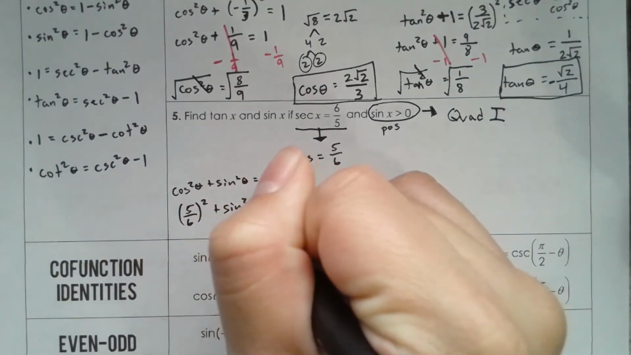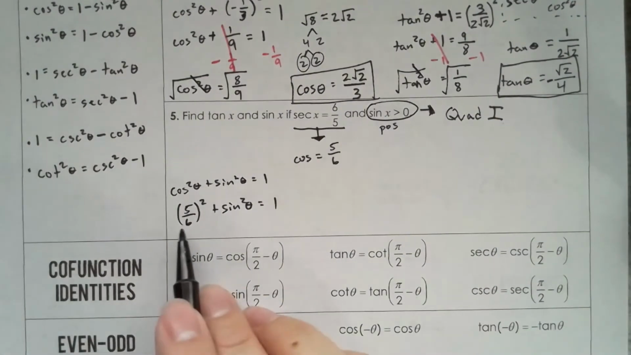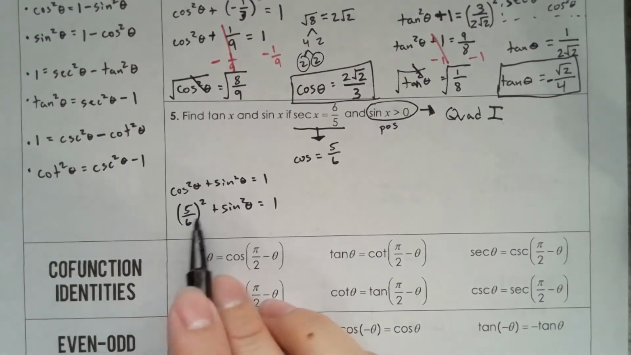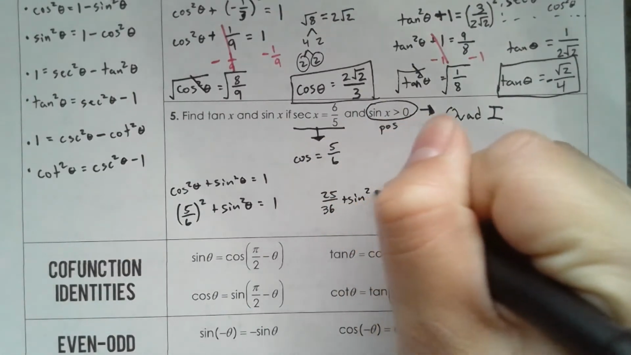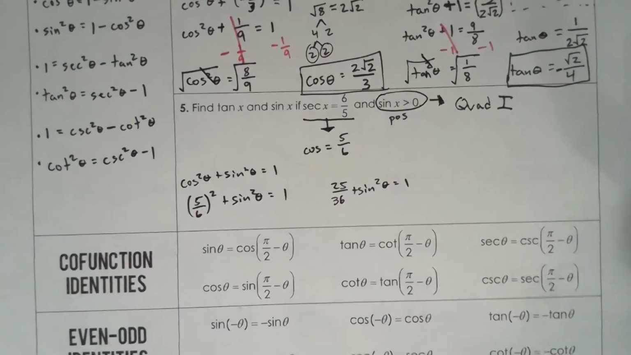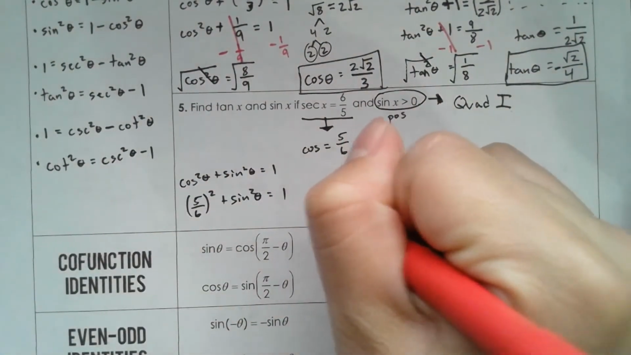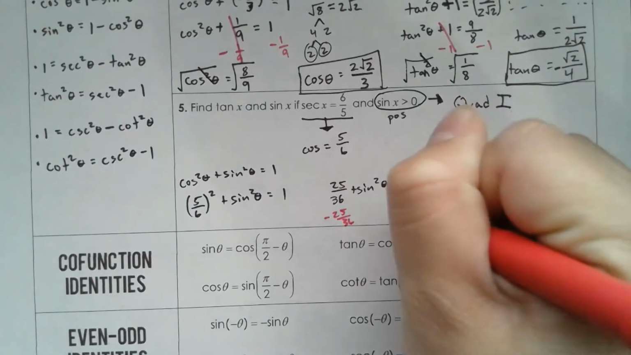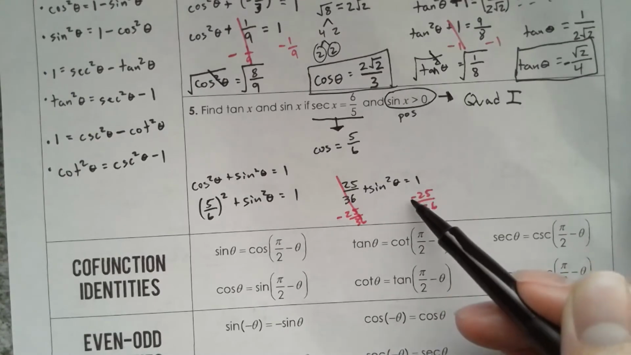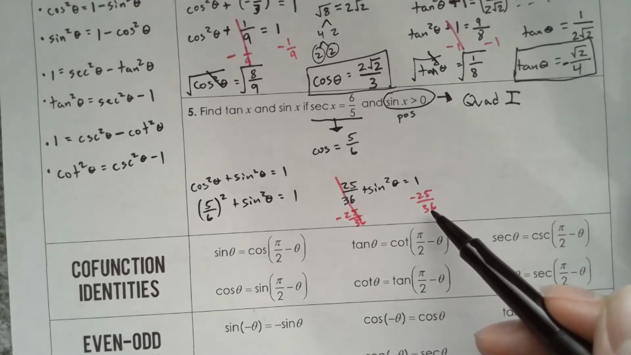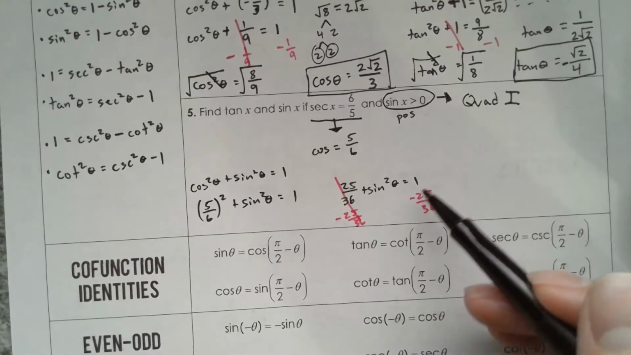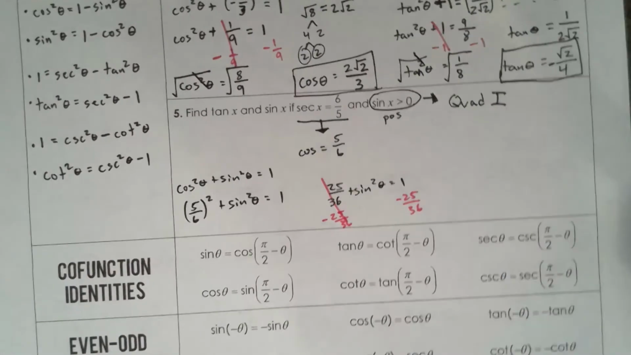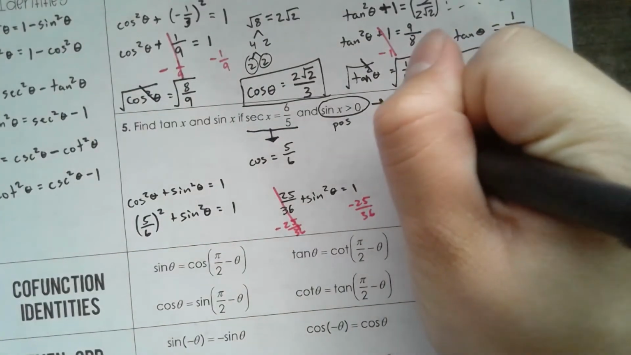This will give me 25/36 plus sine squared theta is equal to 1. I'm going to subtract 25/36. You have one whole, you subtract 25/36. I don't know, pretend the whole pizza is 36 slices. You eat 25 of those slices. How much is remaining from the whole? 11. So sine squared theta will be 11 out of 36.